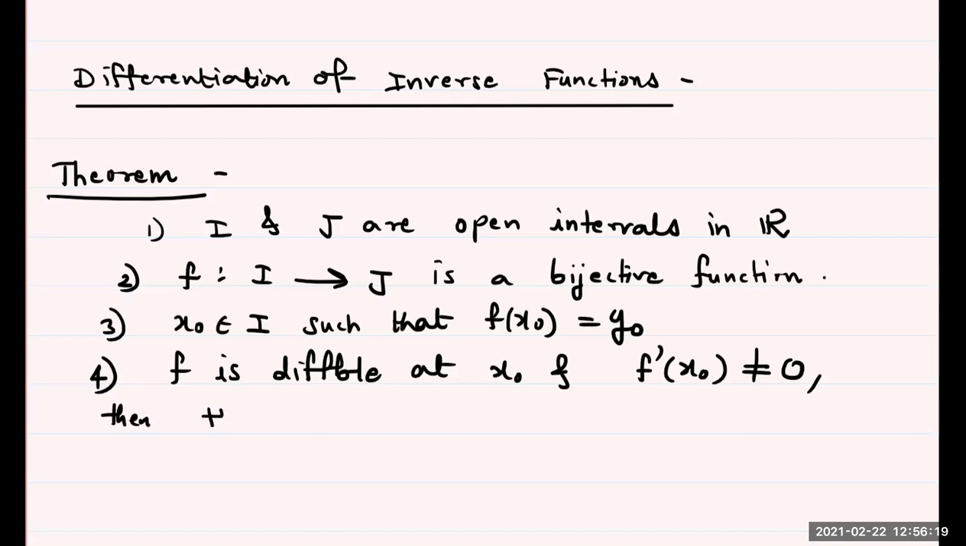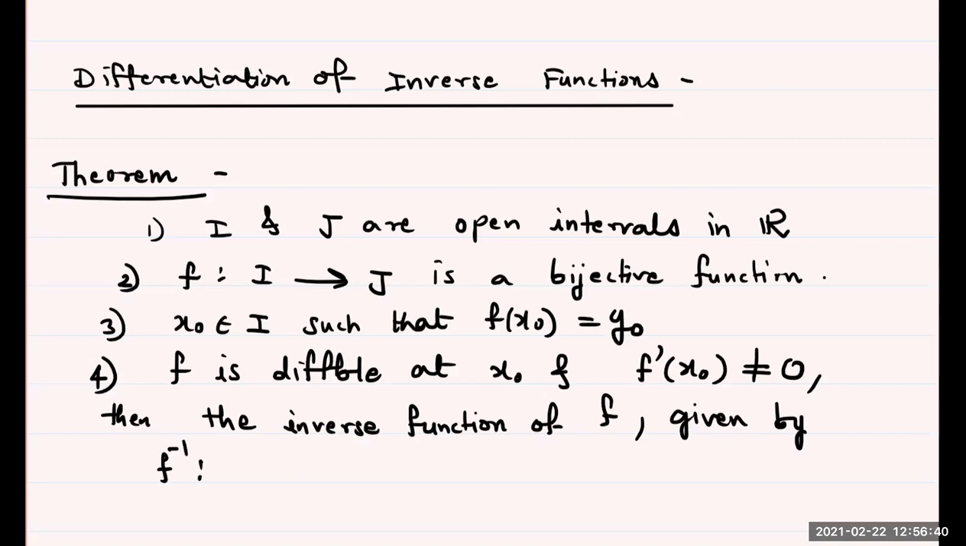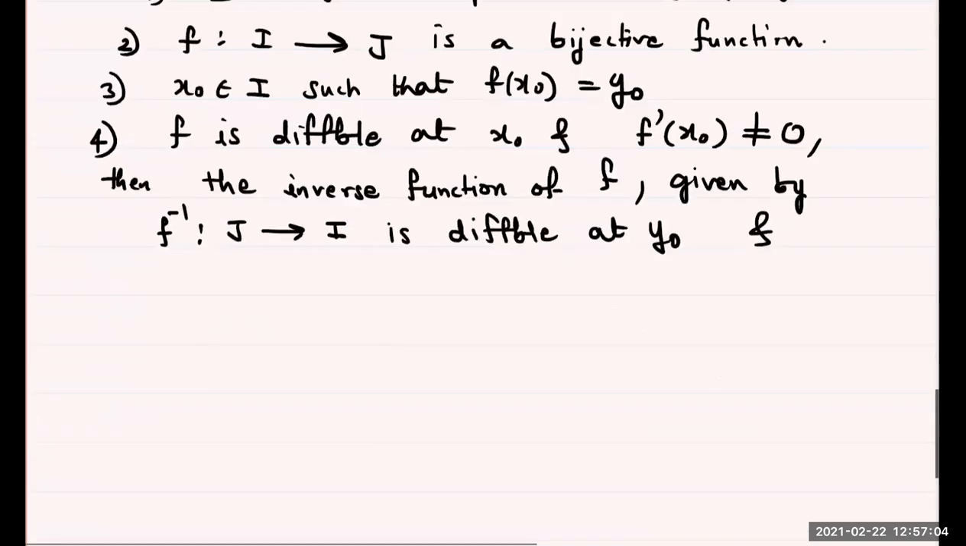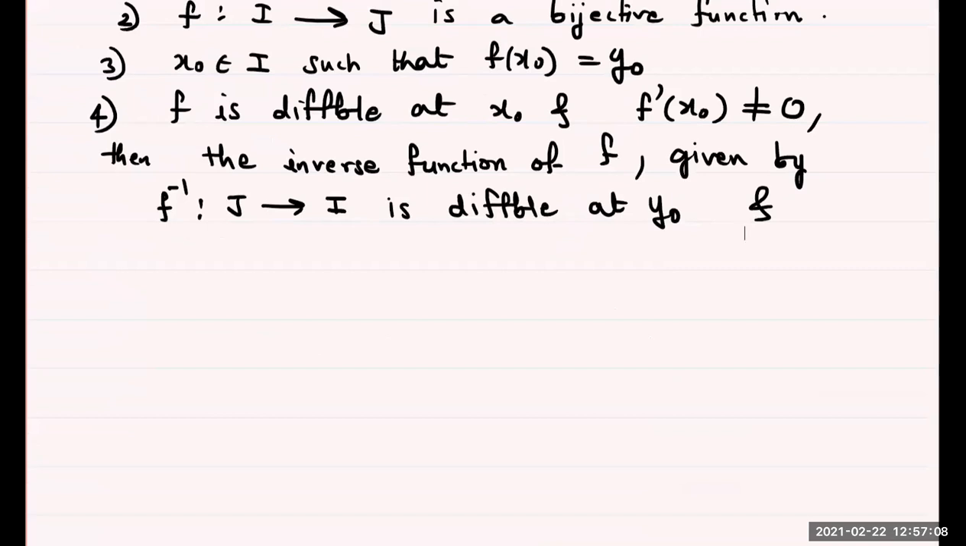Then the inverse function of f, given by f inverse from I to J, well, it will be reversed, J to I, is differentiable at y naught and what is its formula? Whose derivative do we have to find? The derivative of f inverse.